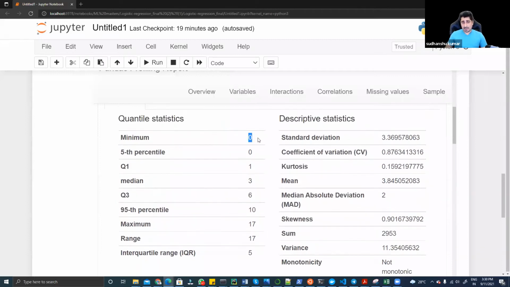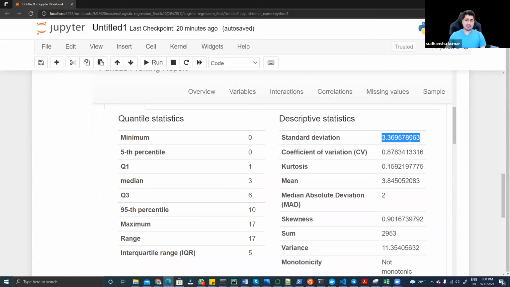What is the minimum value which is given to me? The 5th percentile, quartile 1, median, quartile 3, 95th percentile. What is the maximum value? This data set is ranging between 0 and 17, it seems. Interquartile range is equal to 5. The standard deviation of the data set is equal to 3.36. I'm not sure unless I look into the graph, but there is a chance that this data set is normally distributed, but maybe not standard normally distributed, because in a standard normal distribution, the standard deviation is for sure equal to 1.